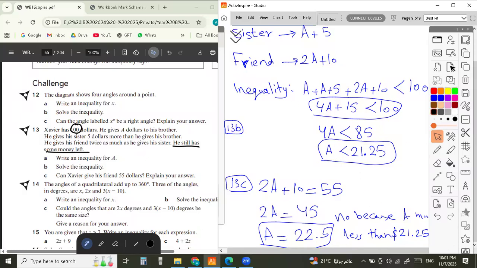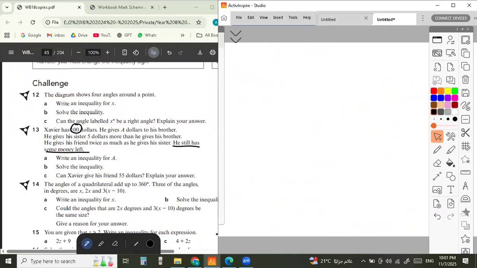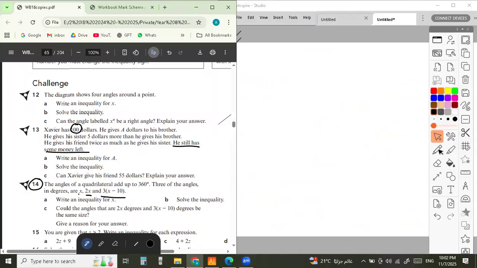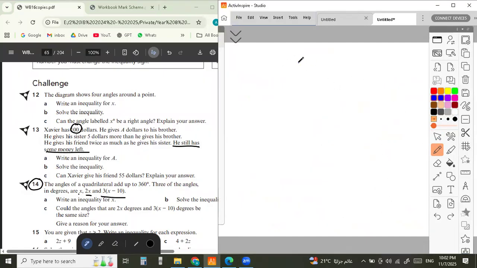Let's move to question 14. The angles of a quadrilateral add up to 360 degrees. Three of the angles in degrees are x, 2x, and 3x minus 10. Write an inequality for x.